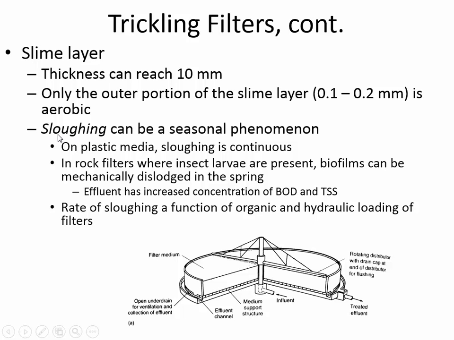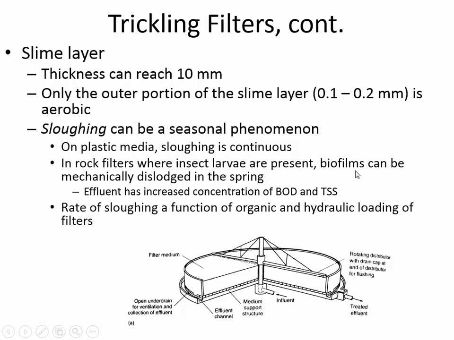Sloughing, this word sloughing, is something that varies a lot through the seasons, especially in rock filters, because in the spring, when the bacteria start to grow more quickly, they can grow faster than they were over the winter, and the biofilms are mechanically dislodged.